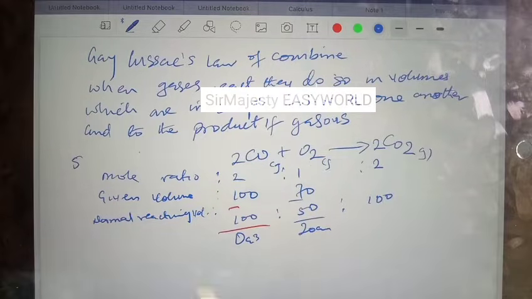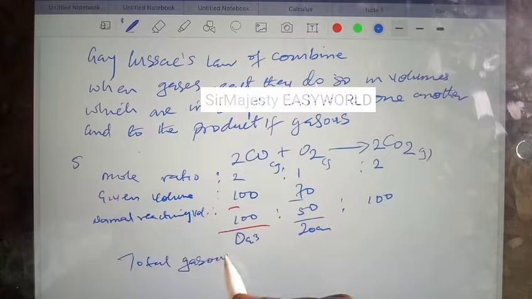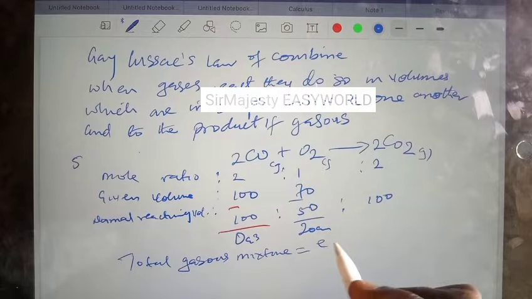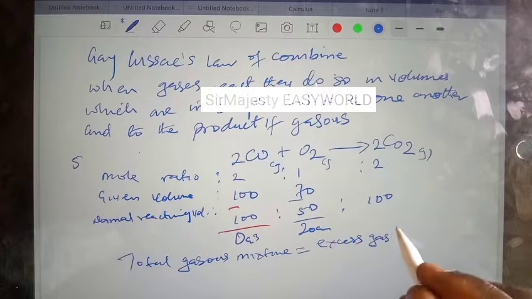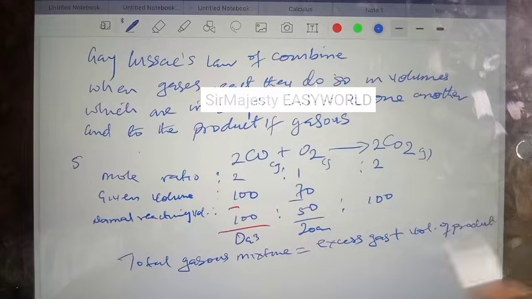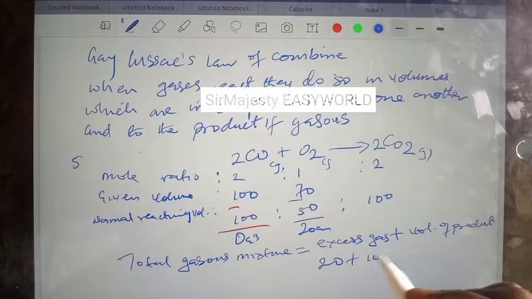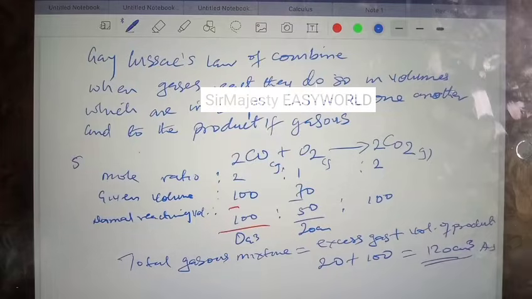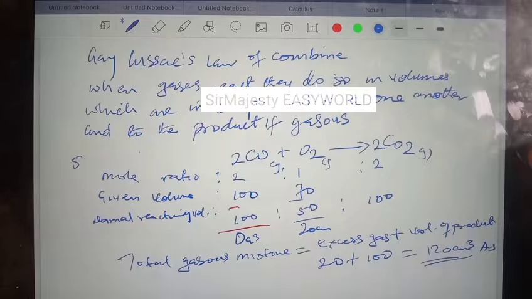Then the residual gas, the total gaseous mixture remaining, is equal to the volume of excess gas plus the volume of product. So our excess gas is 20 cm3 of oxygen. It did not react. So oxygen was in excess of 20. So that 20 plus the volume of the product will give us 120 cm3. That's your final answer. So simple. We now go to the next question.